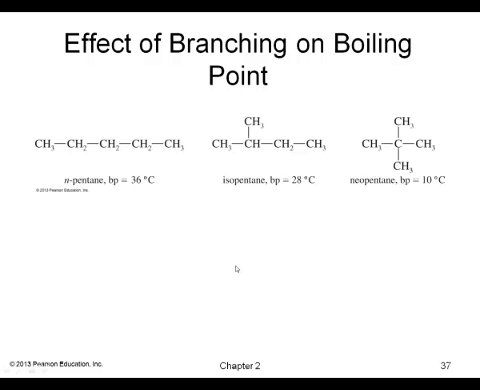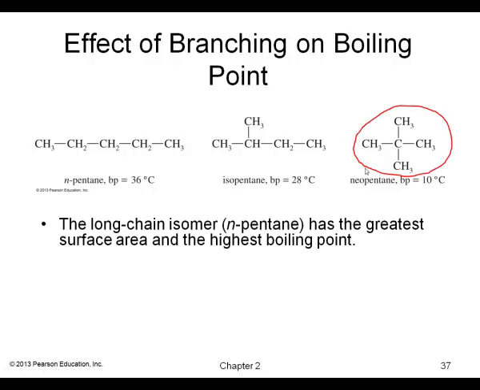Here's the effect of branching on boiling point. When we have branching, that makes the molecule spherical, and the more branching you have, the more spherical the molecule becomes. So with no branching, you have a lot of surface area, and that will have a lot of contact points between other molecules. When you get branching, you get spherical, and so you get fewer contact points. And so this here will have the lower boiling point, whereas a non-branched will always have a higher boiling point.